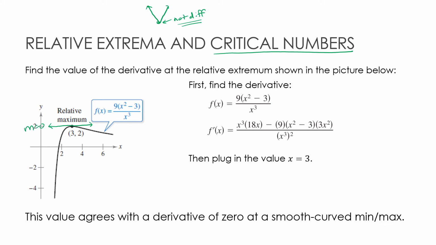So I'm looking to find the first derivative, which makes sense because remember, a derivative gives us the slope of the tangent line, and we're looking for a slope of 0.